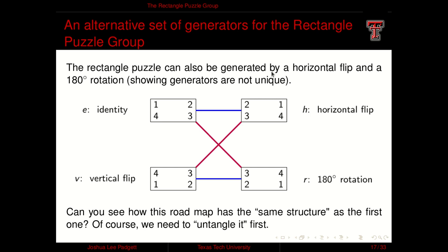We could generate the group by performing horizontal flips and 180-degree rotations. Now, the idea, though, is I still end up with the same exact 4 configurations of my puzzle, and I still have the same connections. Now, what do I mean? Let's go back and forth a little bit. So this blue line doesn't change anything. When I do a horizontal flip, I end up here. Now, when I perform a 180-degree rotation, I end up down here.